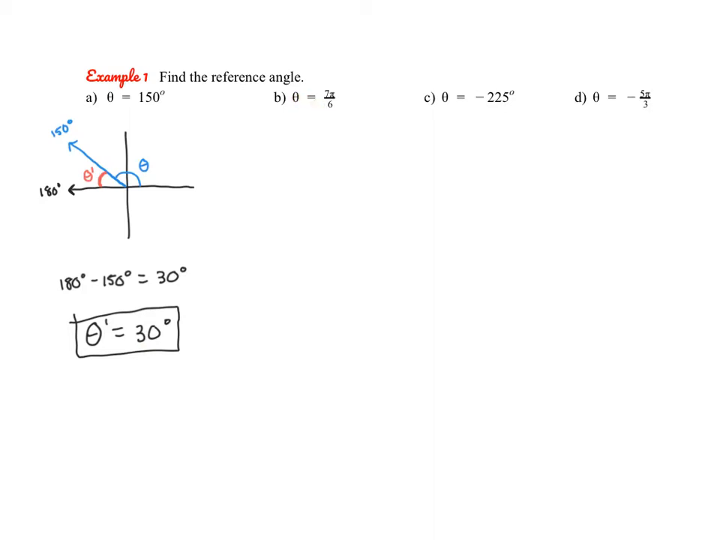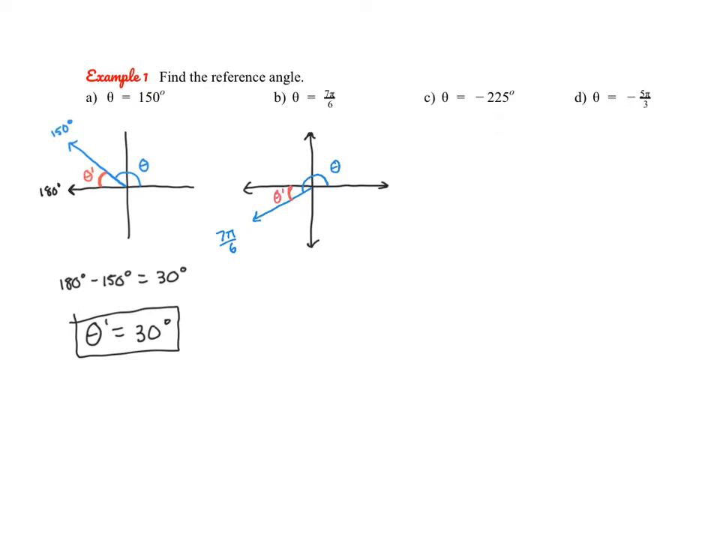Here we have theta equals 7 pi over 6. So this is in radians. So remember, 7 pi over 6 is like saying 6 pi over 6, which is pi, so it's right here, plus that extra slice, giving us 7 pi over 6. So it's in quadrant 3. So the angle is this, 7 pi over 6. But we just want the reference angle, which again is the distance to the closest x-axis. So it's this distance right here.